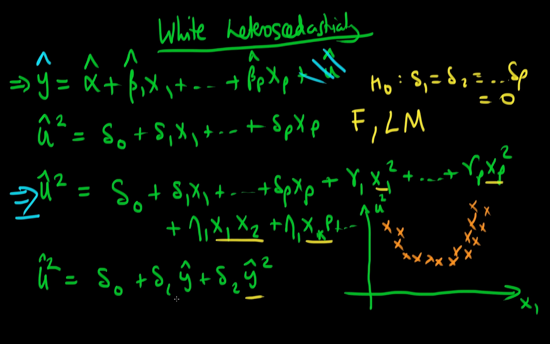So the idea here is that we run this second auxiliary regression, and then we test the null hypothesis that delta 1 is equal to delta 2, which is equal to 0. So that's assuming that we have homoscedastic errors, because if these are both equal to 0, then the variance of our error is just equal to a constant, so we've got homoscedastic errors. So we either use an F-test or an LM-test to test for joint significance of delta 1 and delta 2. And if we reject the null hypothesis, then we conclude that there is some sort of heteroscedasticity.